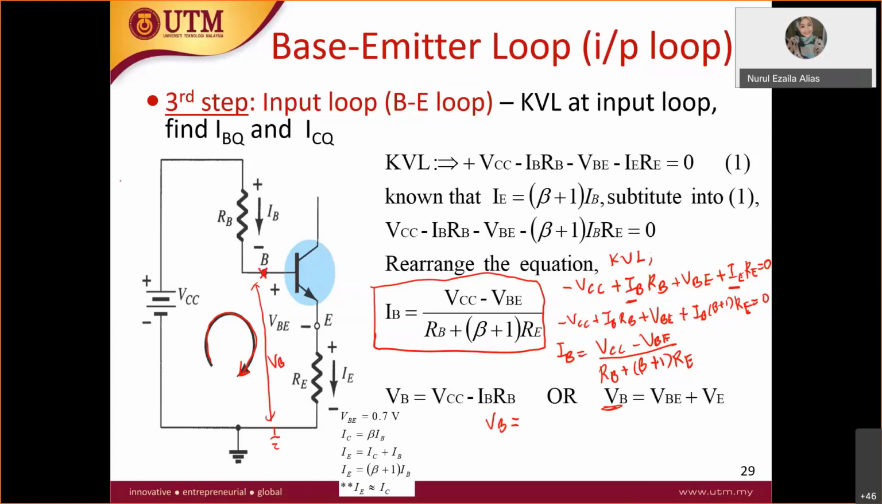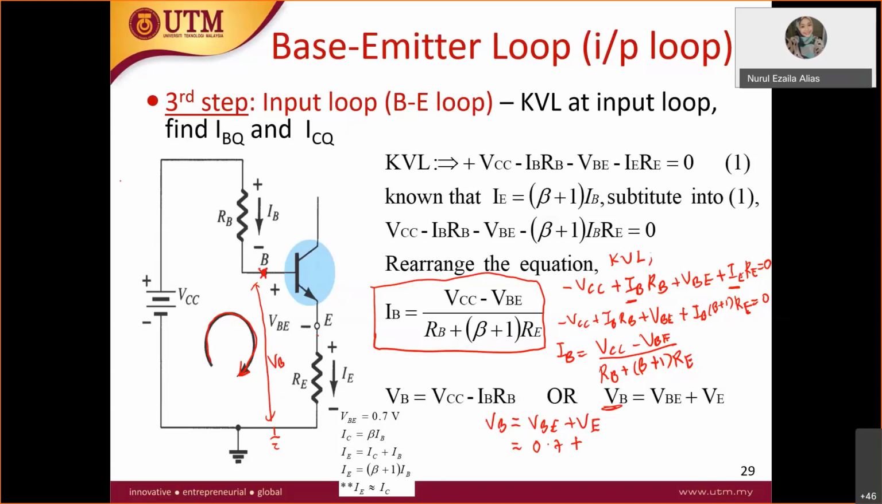To the ground, you see you got VBE, and also you got VE here. Plus VE, that's how you get the VB. Or you can use VBE is equal to VB minus VE, therefore VB equals VBE plus VE. In this case, VBE you already know, for example, 0.7 volt. How about VE?